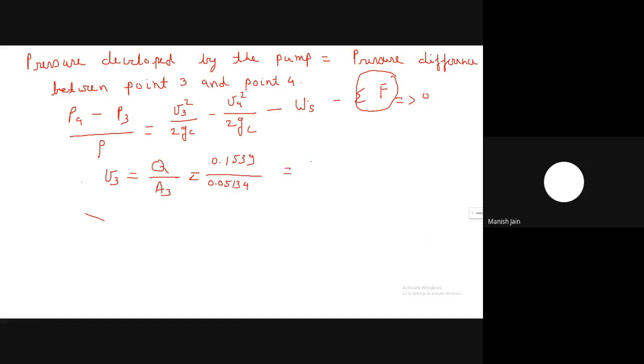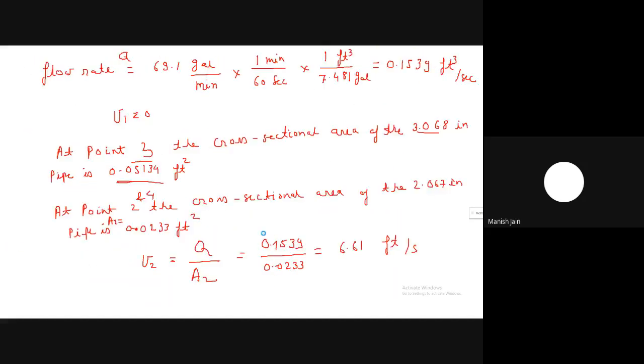Now calculate the value of V3 from this. So V3 will come to around 3.00 foot per second. Okay, similarly you can calculate the value of V4. So V4 equals Q divided by A4. So the Q value is 0.1539 divided by 0.0233.